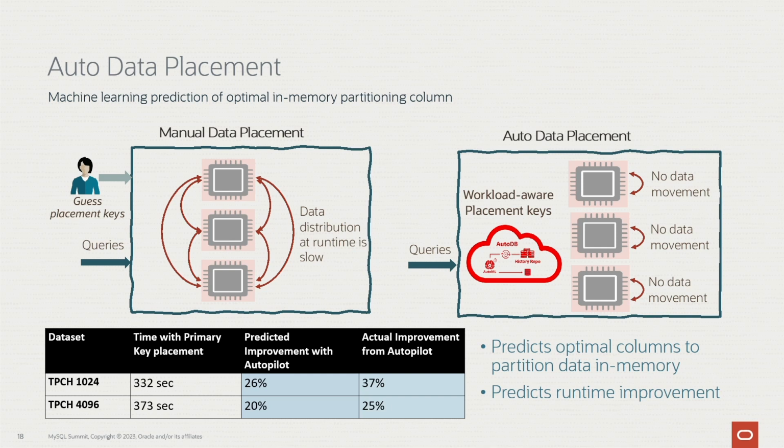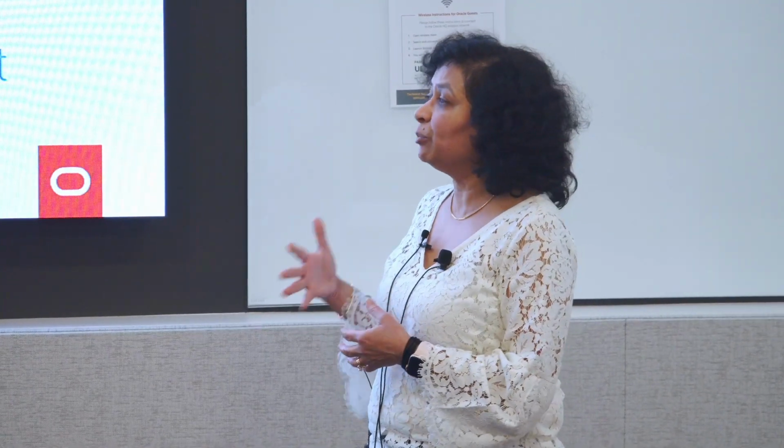If they're not, what happens at runtime is I have to distribute the data across the nodes, which is very expensive, not just time-wise, but I'm using up a lot of network bandwidth. So what auto data placement does is it analyzes your workload, and it recommends the best placement keys of how you can partition the data across these various nodes in the cluster. And as a result, not only do you save on the network bandwidth, but your queries really improve.